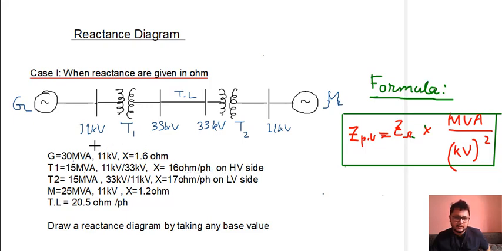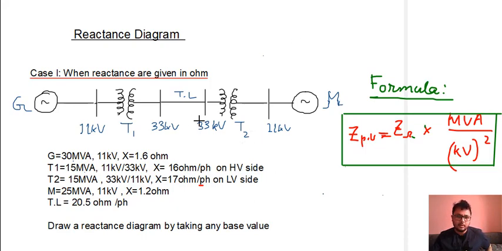There are two sides, one is the high voltage side and one is the low voltage side. On the high voltage side it is 16 ohm per phase, and for transformer 2 the reactance is 17 ohm per phase on the low voltage side. This M is the motor. The motor power is given as 25 MVA, 11 kV and the reactance is 1.2 ohm. And the transmission line reactance is 20.5 ohm per phase. Now what you have to do is draw the reactance diagram by taking any base value.